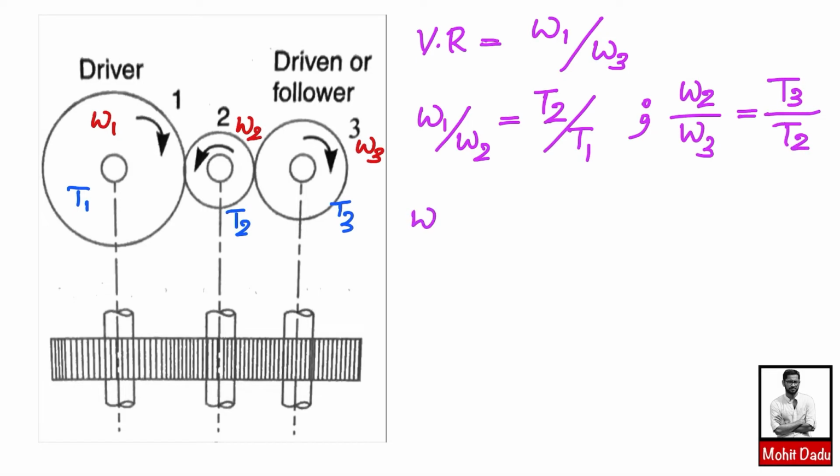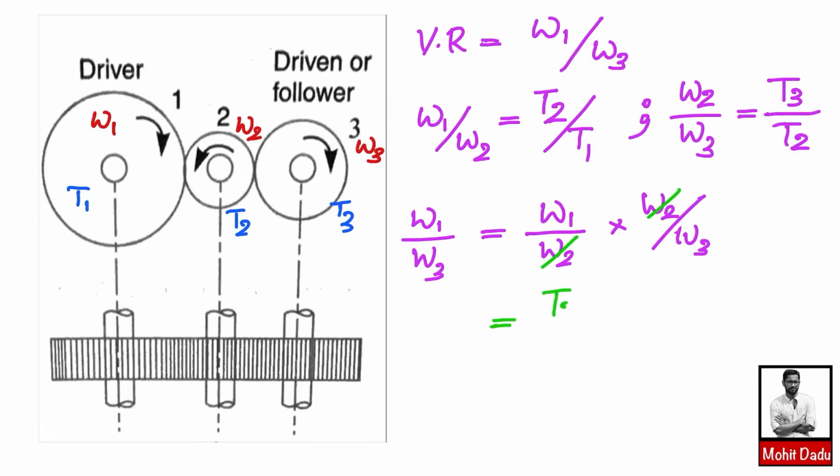So you can calculate omega 1 by omega 3 by multiplying omega 1 by omega 2 and omega 2 by omega 3. If you simplify this, omega 2 and omega 2 will get cancelled, and finally you will get omega 1 by omega 3. This can be equated to t2 by t1, which is omega 1 by omega 2, and omega 2 by omega 3 can be written as t3 by t2. Here also t2 and t2 will get cancelled, and finally you will get t3 divided by t1.